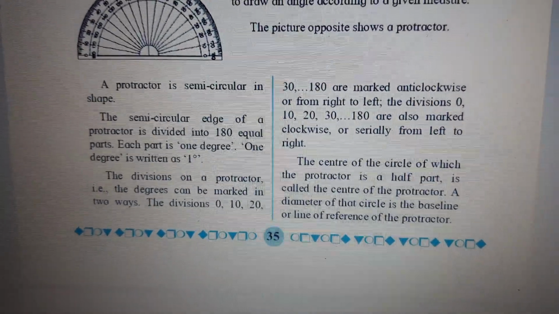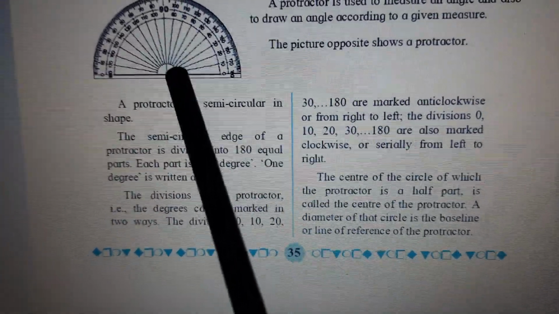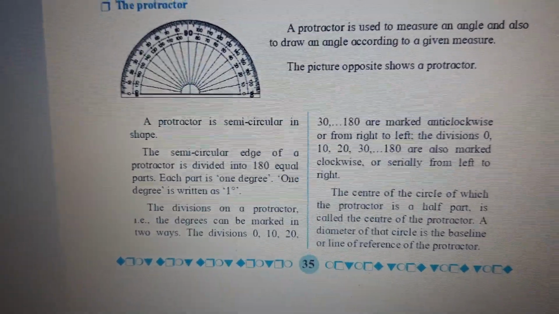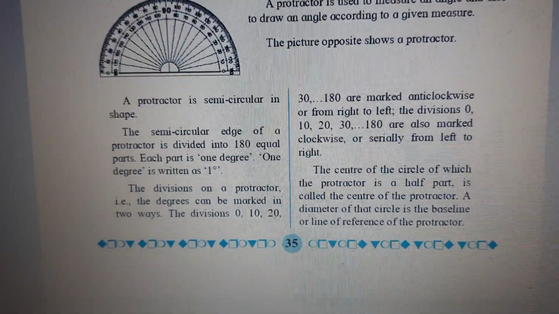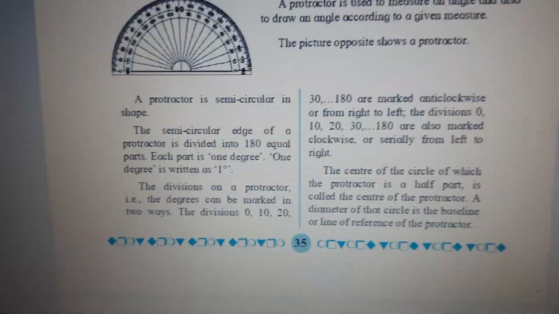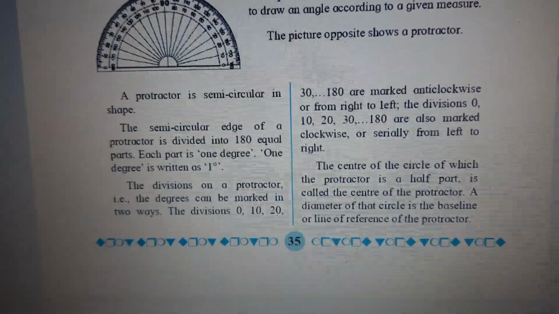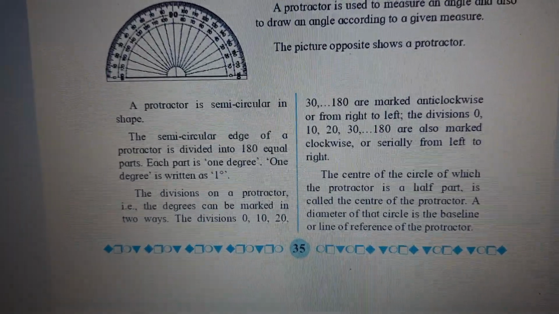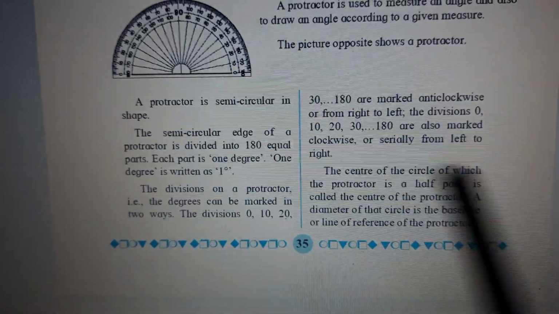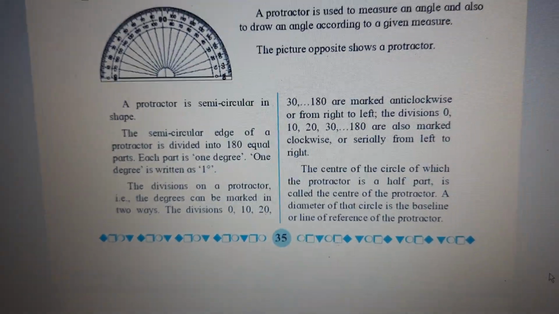The center of the circle of which the protractor is a half part. Can you see the center of the circle? It's looking like a sun. There's a line which is dividing it, and that is a half part. This is called the center of the protractor. The center of the circle of which the protractor is a half part is called the center of the protractor. A diameter of that circle is a baseline or line of reference of the protractor. This is the baseline, or you can also call it as reference line, children.